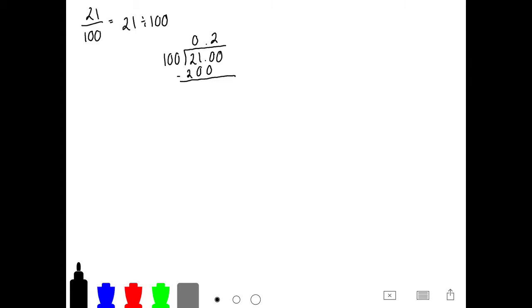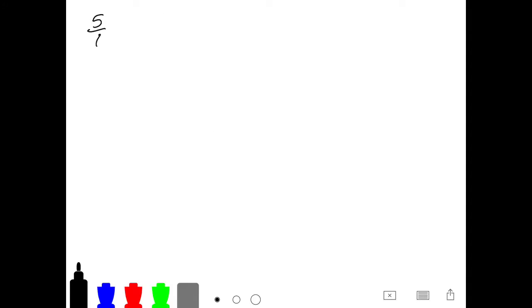And you subtract that, you're left with 10. And then you bring down that 0. 100 goes into 100 1 time. So 100 times 1, you get 100. Subtract that, you're left with 0. And now your final answer is 0.21.